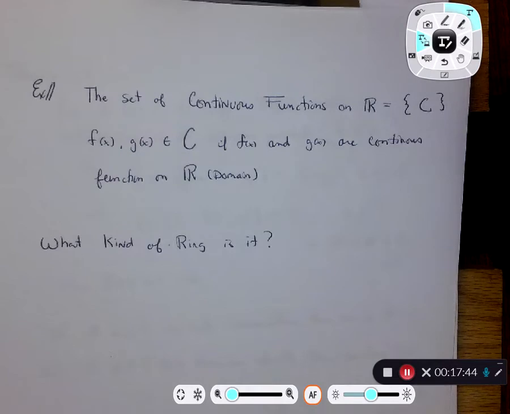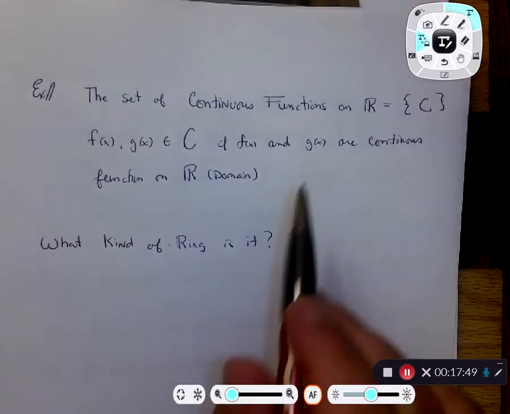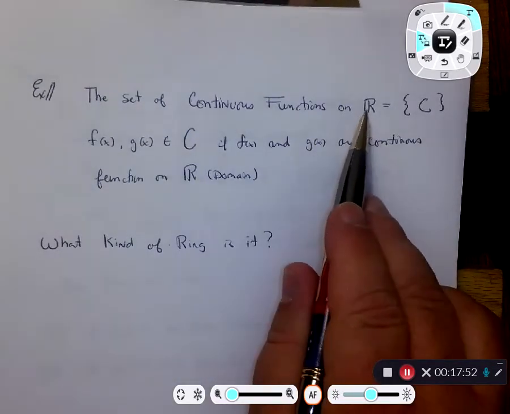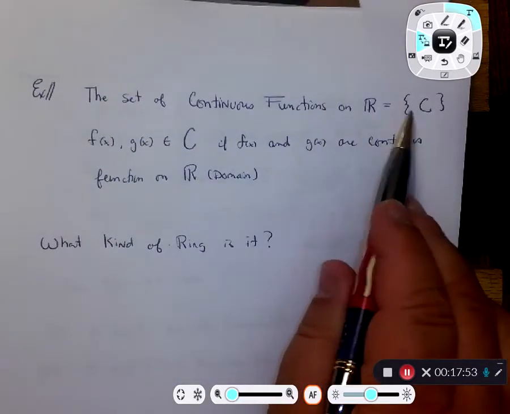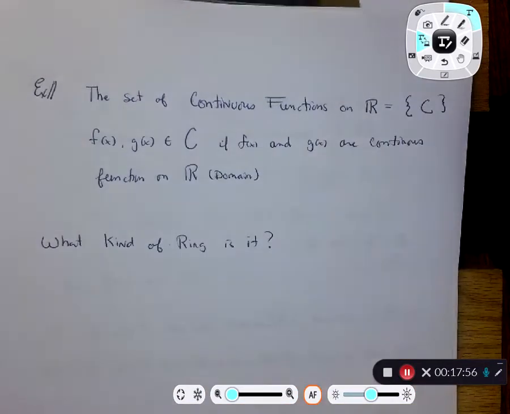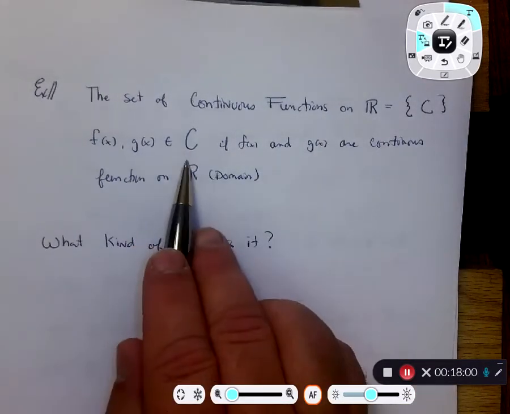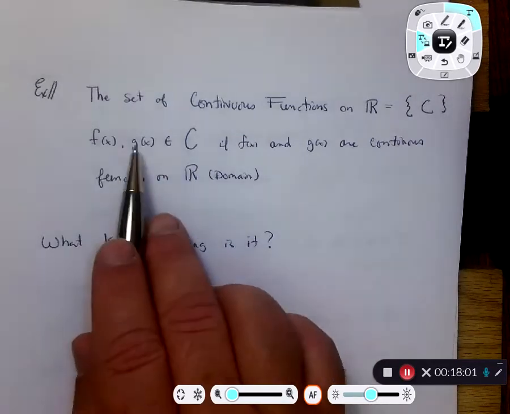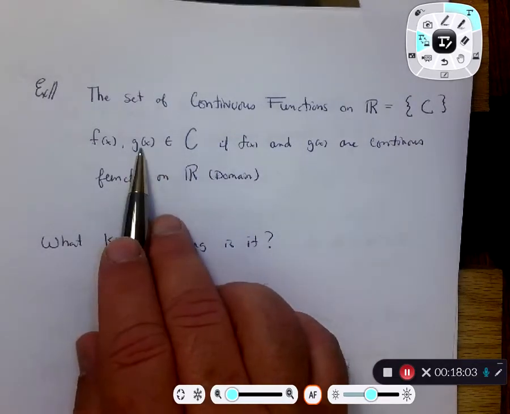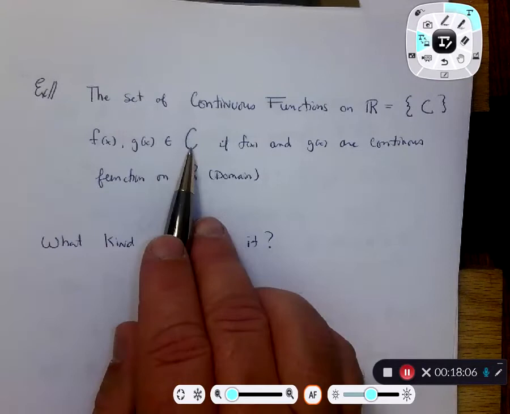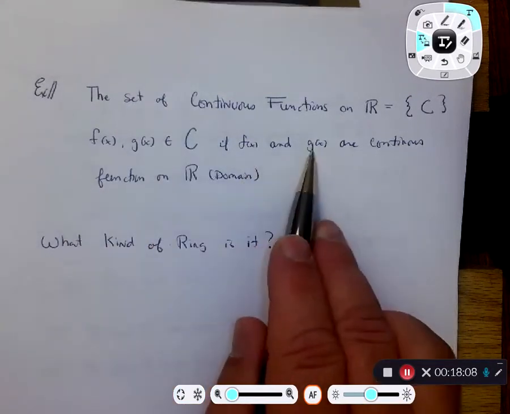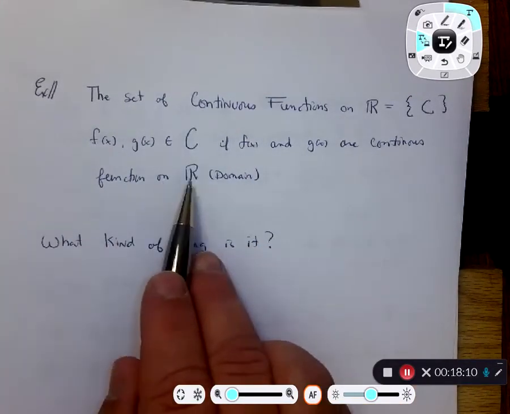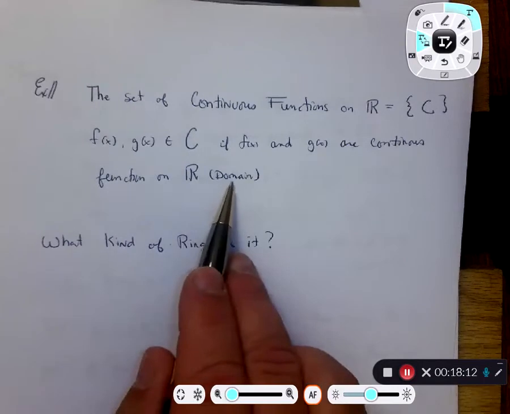The set of continuous functions on the reals. So we're talking about functions themselves. When it comes to functions on the real numbers, your domain is all real numbers. I'm going to call that little pointy bracket C for continuous functions, just to give myself a name. It's the C set for continuous functions. So f of x and g of x are going to be continuous functions. f of x and g of x are elements of this C. If f of x and g of x are continuous functions on all real numbers, all real numbers will have to be their domain.